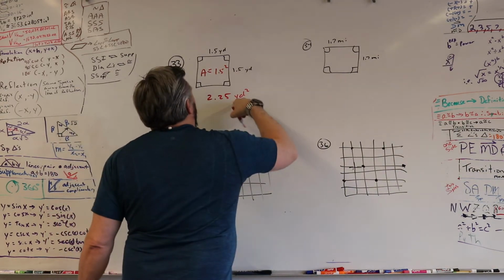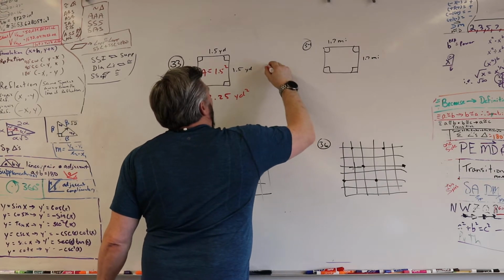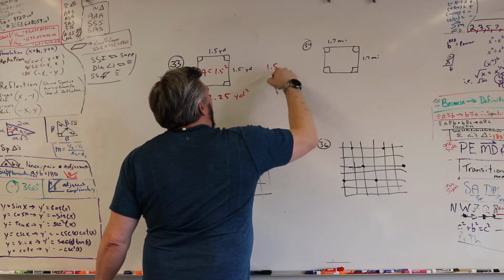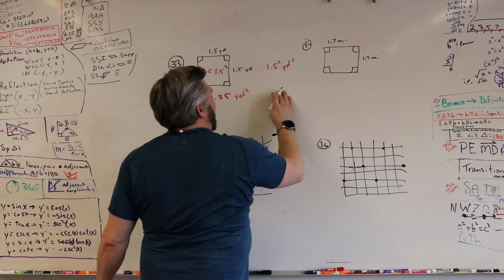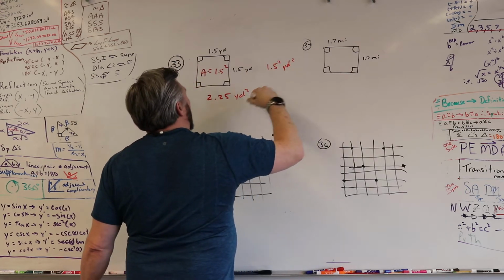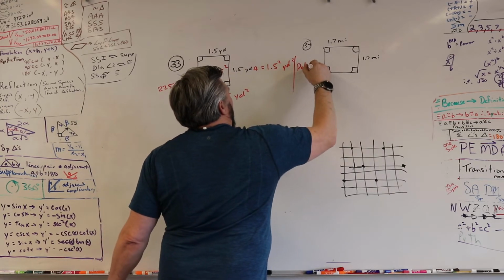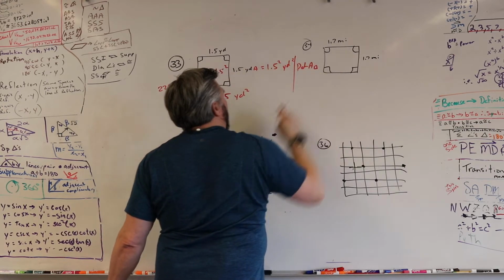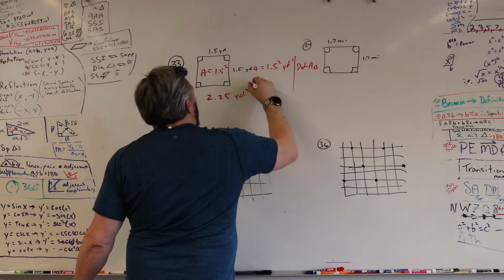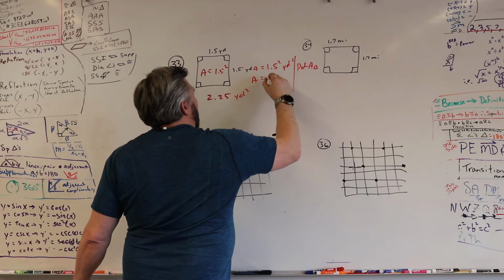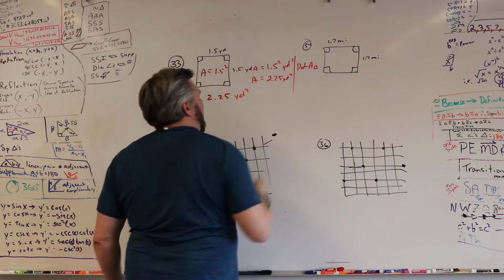So, again, how would we do this problem? 1.5 squared yards squared, right? Equals area, the definition of the area of a square, right? And then we find out that the area of the square is equal to 2.25 yards squared.